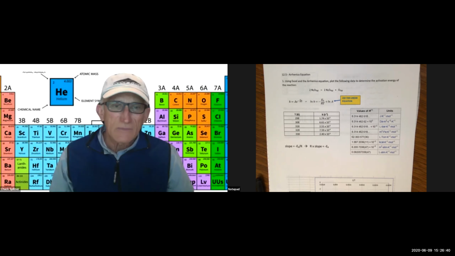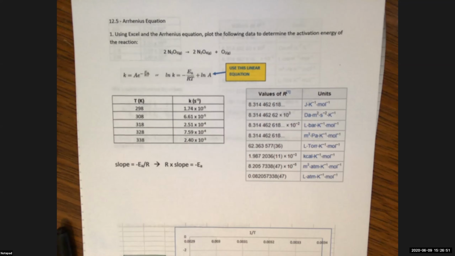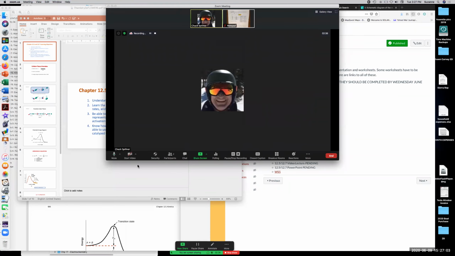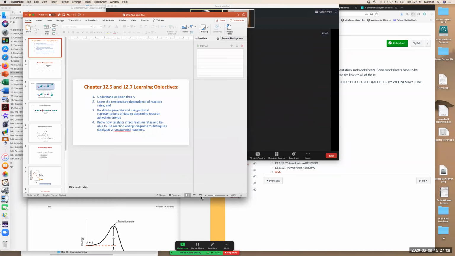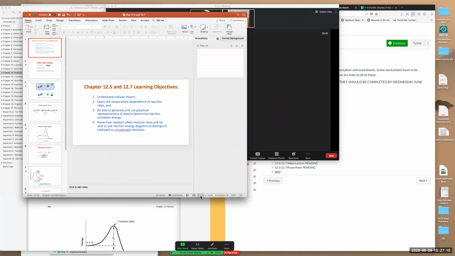I'm going to share my screen and we'll look at the Microsoft PowerPoint I had set up. Actually, I want to share my desktop. Okay. So here's the desktop and my PowerPoint. I'm going to make it full screen so you can see it.